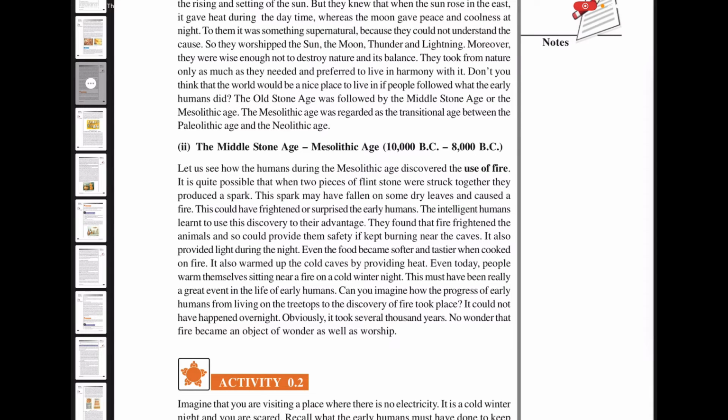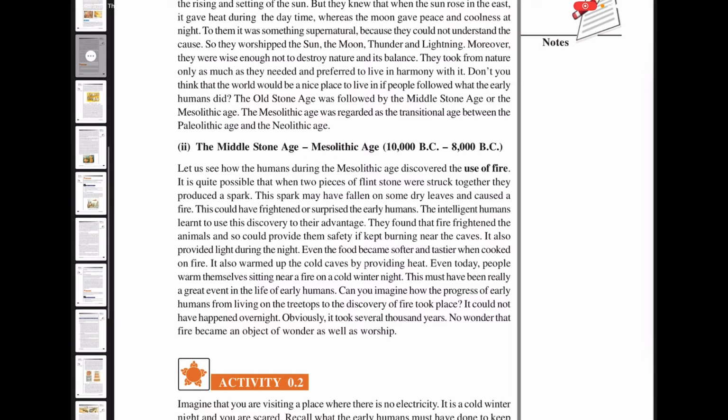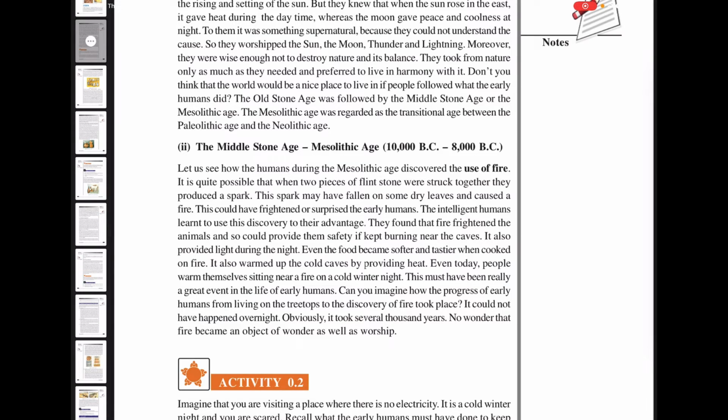Can you imagine how the progress of early humans from living on the treetops to the discovery of fire took place? It could not have happened overnight, obviously. It took several thousands of years. No wonder that fire became an object of wonder as well as worship.